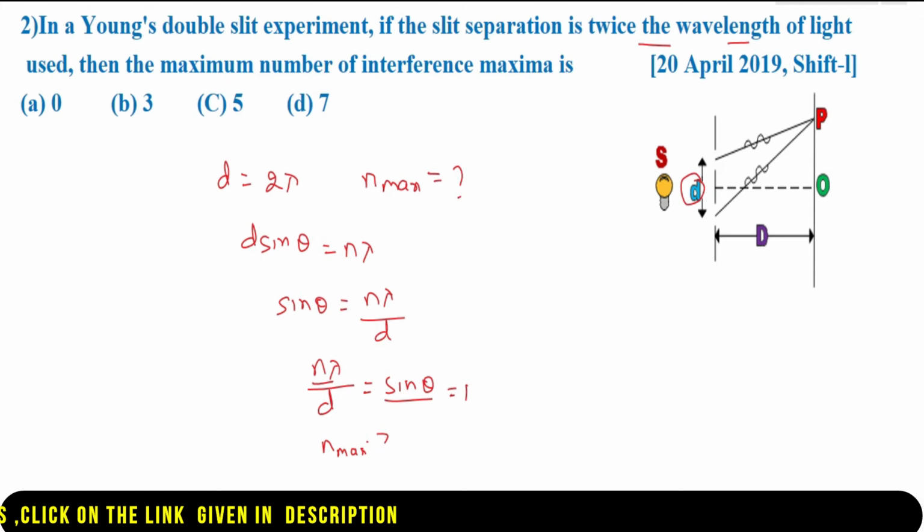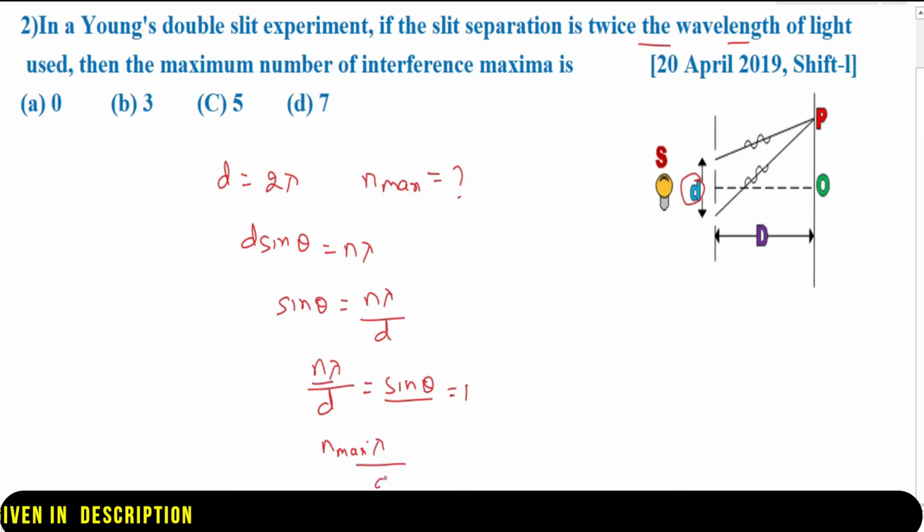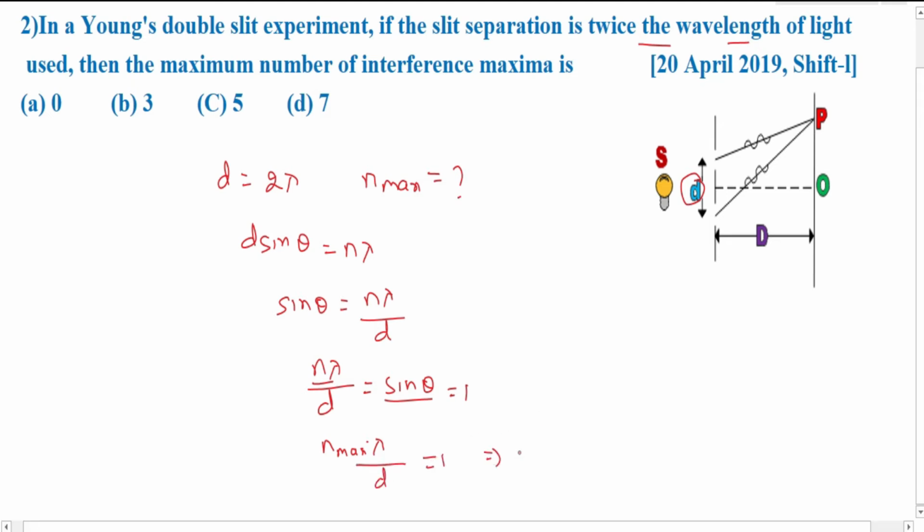So I can write n max into lambda by small d is equal to 1. That implies n max is equal to d by lambda. That means the maximum number of bright bands that we can get is d by lambda, excluding the central maximum.